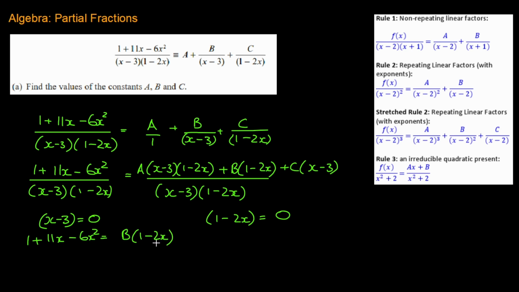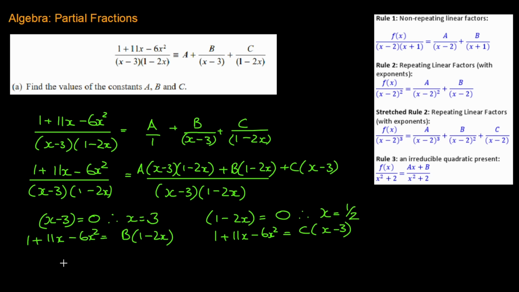I'll go on to solve that a bit more later on. And what about the other one? 1 minus 2x is equal to 0. And that means that the a and the b terms are knocked out. And I get that 1 plus 11x minus 6x squared must be equal to c, x minus 3. With both of those definitions, x minus 3 equals 0, this means that x equals 3. And this one means that x is equal to half.